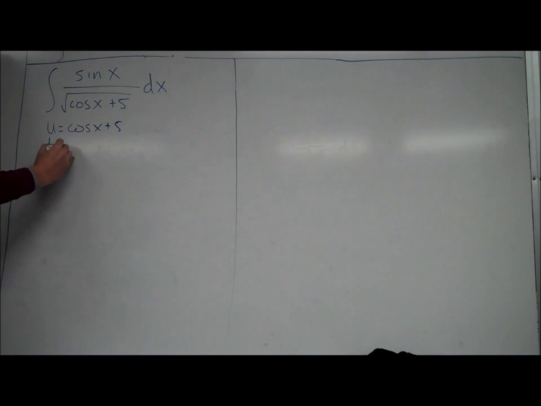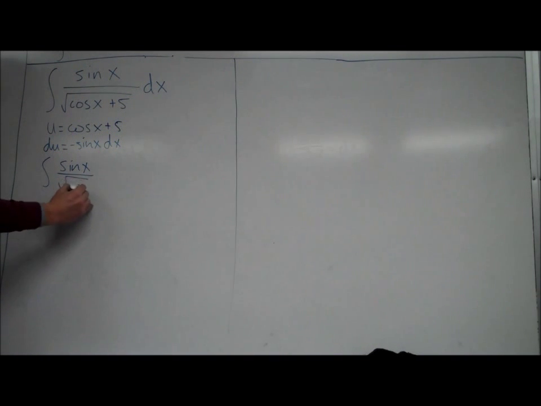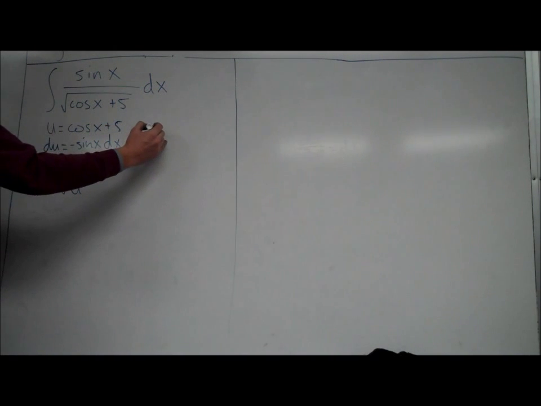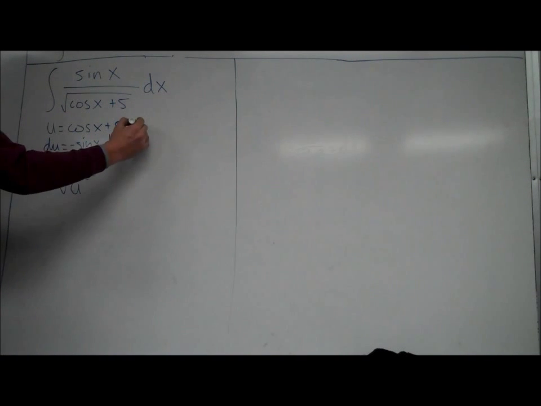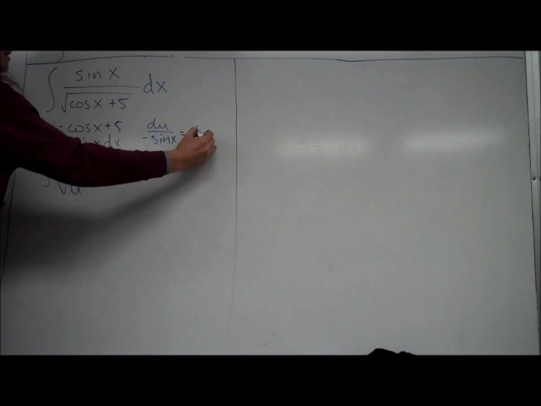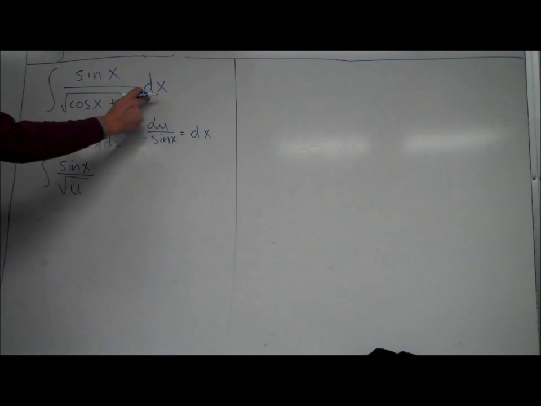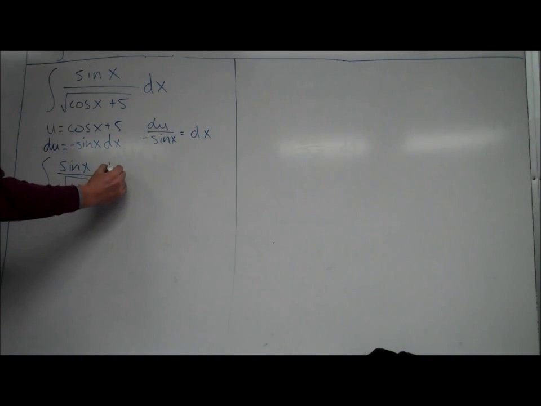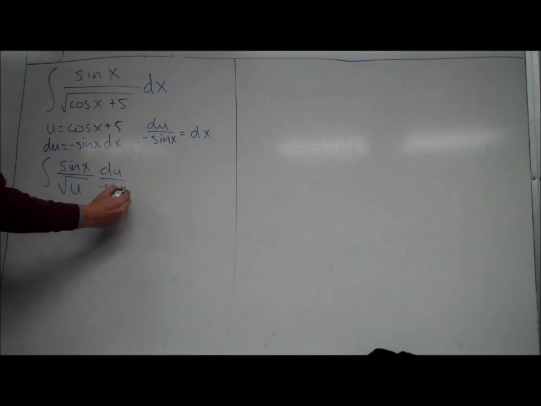I'm going to find my du, which is going to be negative sine x dx. I just did that by taking the derivative. Now I'm going to substitute. My sine x is going to stay there on top for right now. Inside the square root, instead of putting cosine x plus 5, I'm going to put u. So I'm going to have square root of u. And then, oops, I forgot up here to solve for my dx. Let me do that over here. So I'm going to divide by negative sine x. So it'll be du over negative sine x equals dx. So where I see dx, I'm going to replace it with du over negative sine x.